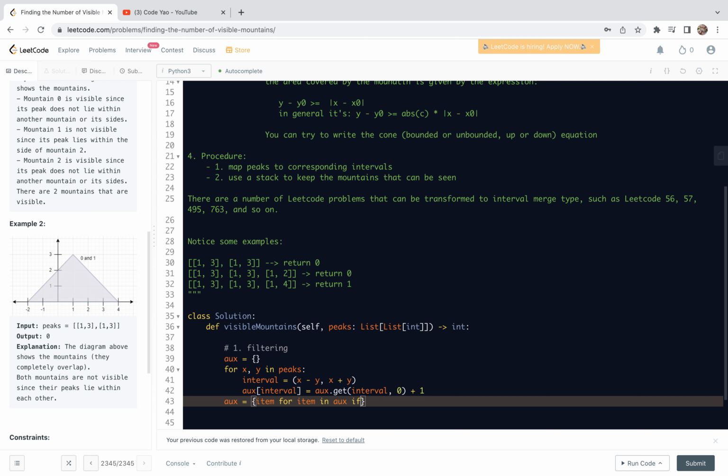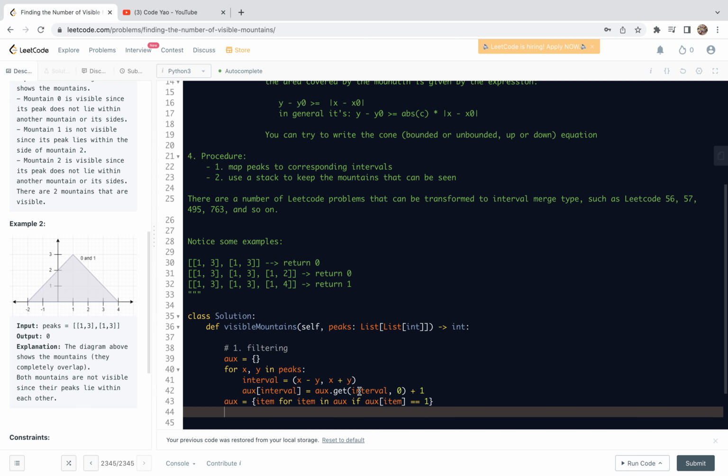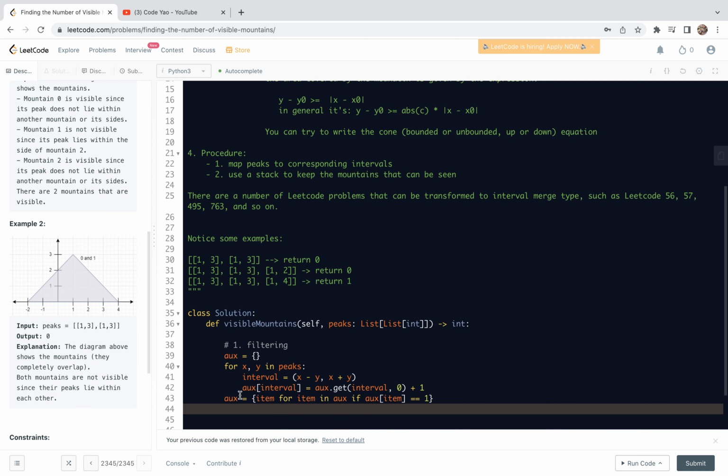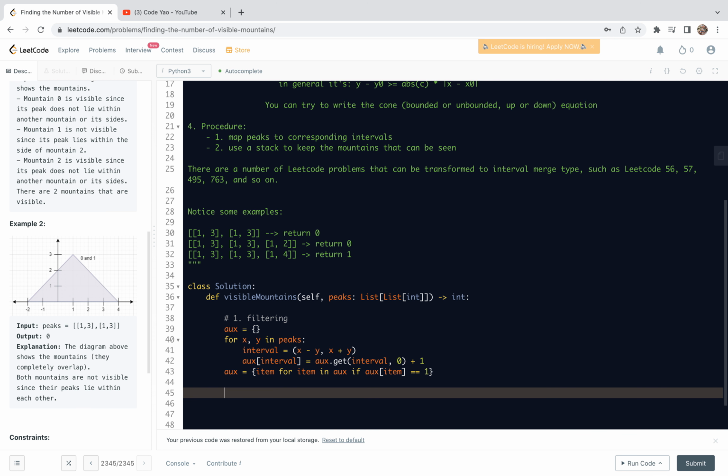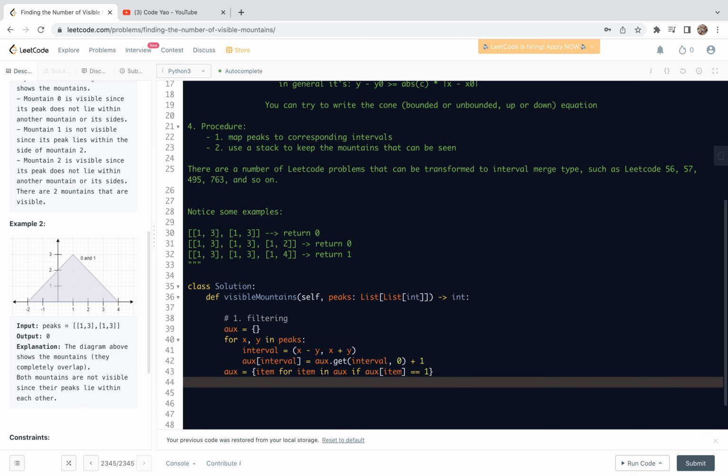So atom, for atom in aux, if the corresponding count, that is atom, is... let me do something. Yeah, so it's okay. So the count of atom is greater than 1. Here we want to filter out those that are greater than 1, so we keep those whose count is 1. So this aux holds the mountains we're going to count.